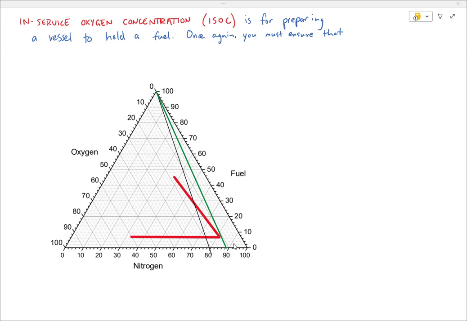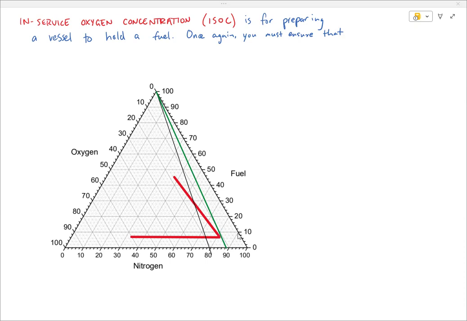Now be careful here because it's very easy to make a mistake and conclude that, oh, it's 89% because it's pointing right at the 90. Remember, the bottom axis on this ternary diagram is nitrogen, not oxygen. So for oxygen, I need to be reading off of this axis. So I would conclude here that the in-service oxygen concentration, or ISOC, in this example is about 11.5%, I would say. If I can reduce the oxygen composition to that much, and then I mix it with air, I completely avoid the nose.